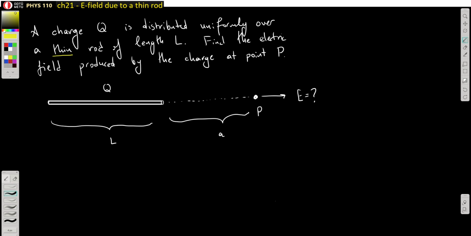So essentially, we have a one-dimensional charge distribution over a length of some object. We have a rod with length L, and it's distributed uniformly, which means the charge density is the same everywhere.